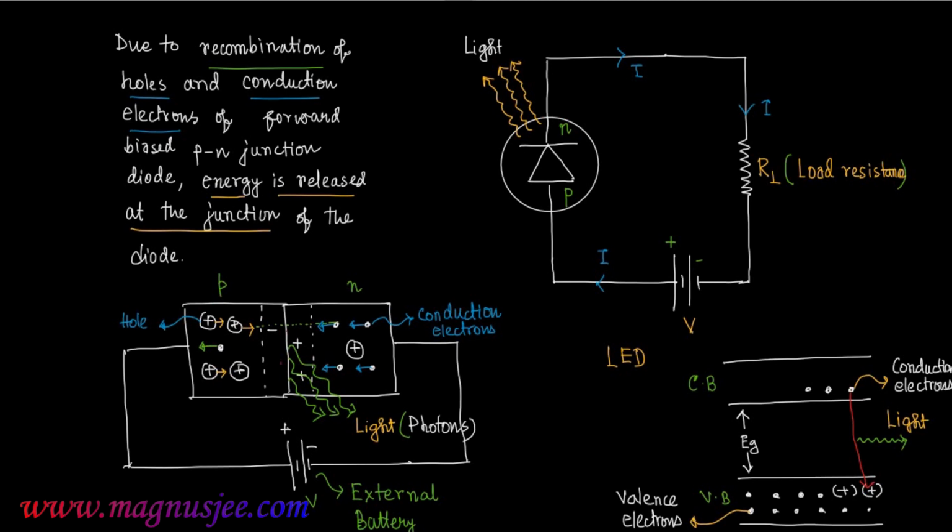Actually, what happens when these conduction electrons cross the junction from the N region to the P region, and recombine or neutralize this positive hole? In that case, light will be emitted. Light will be emitted from what? From the P region, the N region, or from the junction? From the junction. That is called an LED. Clear?